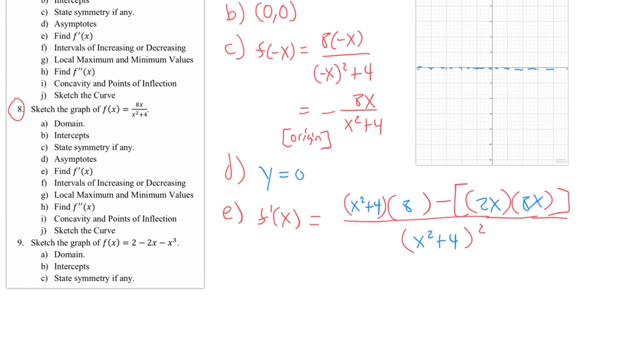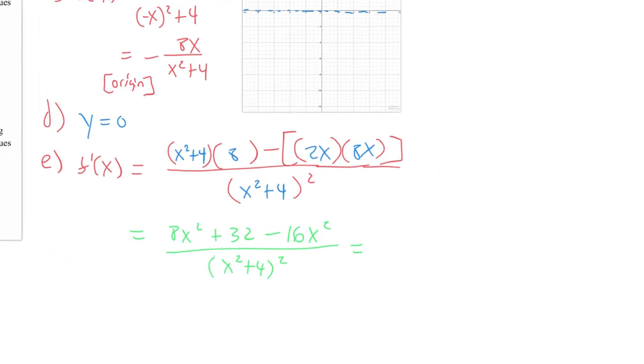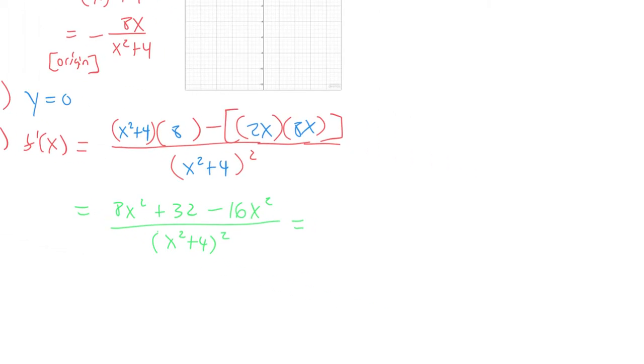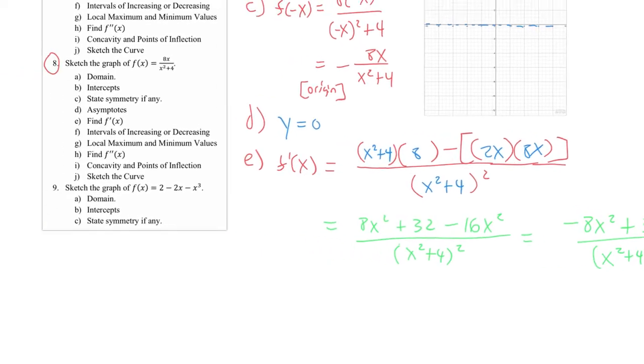So at that point, we can simplify further by distributing that 8. It would be 8x squared plus 32 minus 16x squared, and that will be all over (x squared plus 4) squared. We're going to leave that one like that for now. Looking here, we would have negative 8x squared plus 32 all over (x squared plus 4) squared. So that is the derivative.